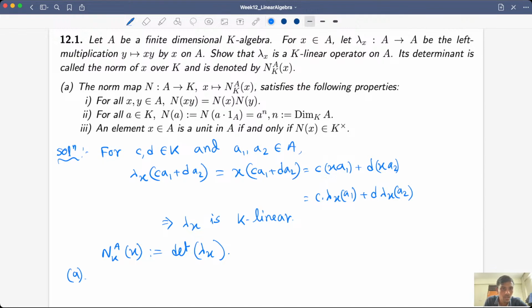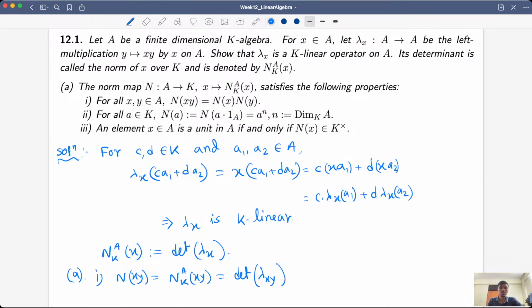Now for this map, first we need to show that it is multiplicative. That means if I take two elements x, y in A, first multiply in A and then take the norm, that is the same as individually taking the norm first and then multiplying in K. Okay, so let us see that. By definition, N of xy is N_{A/K} of xy, which is again by definition the determinant of lambda xy.